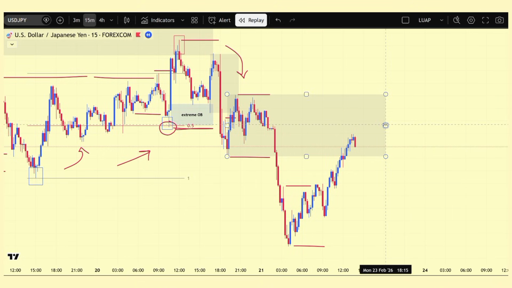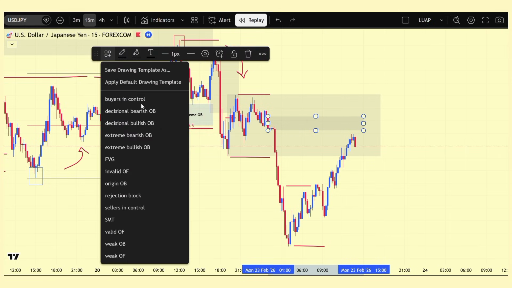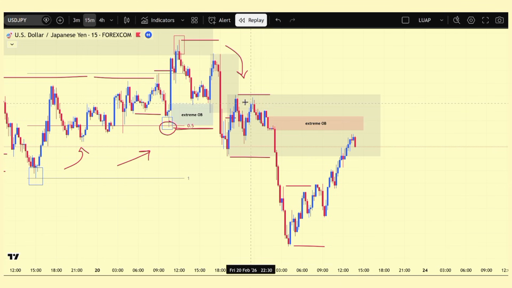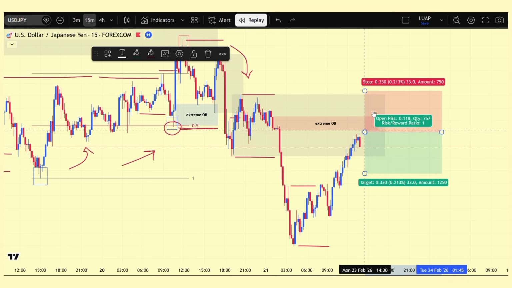Okay, so price is already inside the order flow, but this zone is huge, and so I marked the order block, and we can clearly see that the order block was right there. And of course, this here is the extreme order block, and in this case I don't see any other order block, and so my sell limit order was set exactly right there.